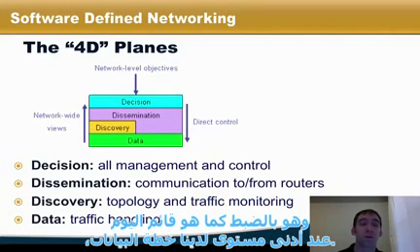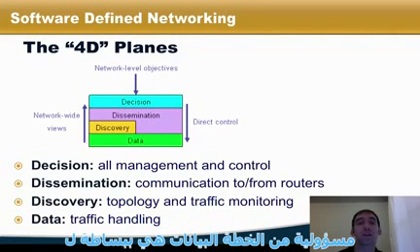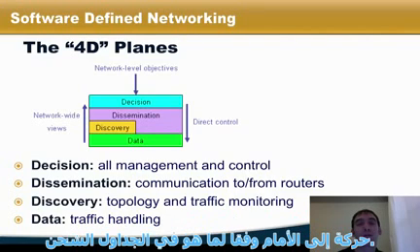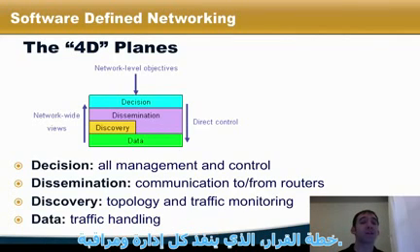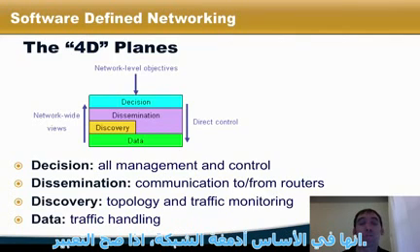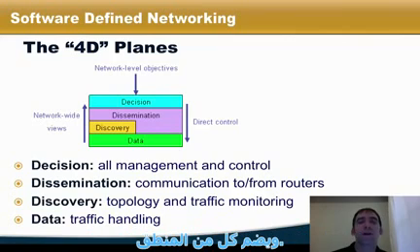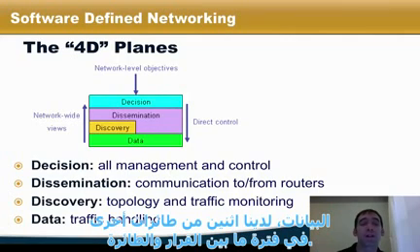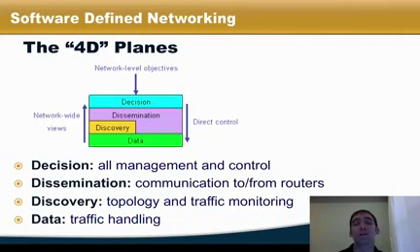Here are the 4D planes. At the lowest level, we have the data plane, which is exactly as it exists today. The responsibility of the data plane is simply to forward traffic according to what is in the forwarding tables. At the top level, we have the decision plane, which performs all management and control. It's essentially the brains of the network, if you will. It comprises all of the logic that makes decisions about what should ultimately go in the data plane. In between the decision and the data plane, we have two other planes.